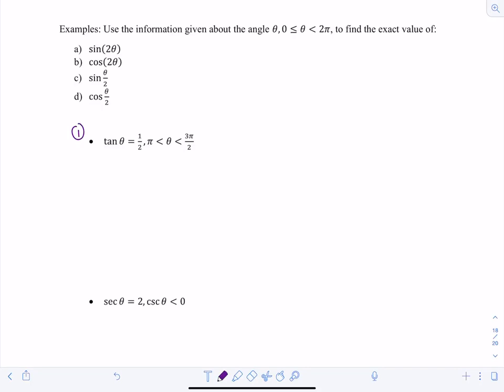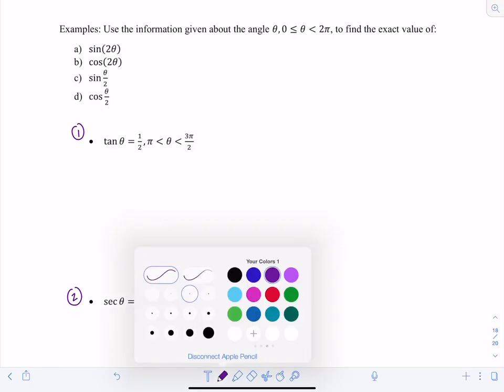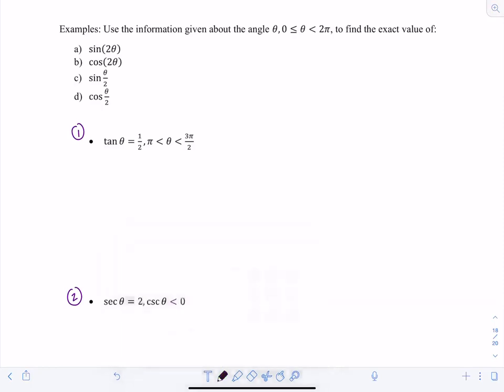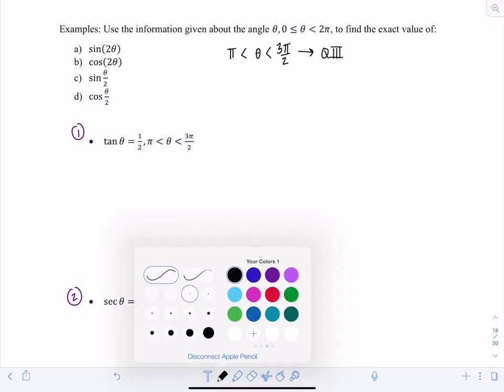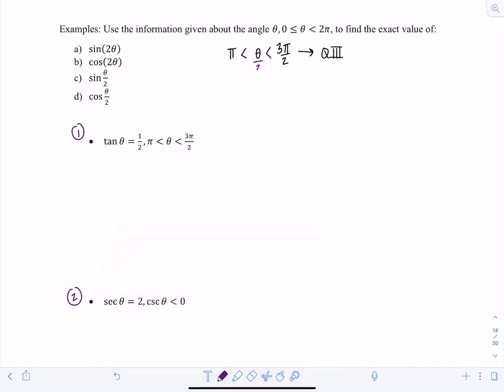So this is basically like problem 1, problem 2. So the first thing for problem 1, they tell me tangent of theta is 1/2, and theta is between pi and 3 pi over 2. Okay, so if theta is between pi and 3 pi over 2, that means theta lives in quadrant 3. Now, I'm going to figure out where theta over 2 lives.